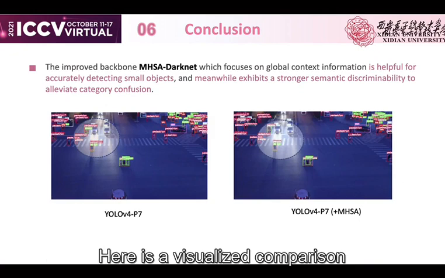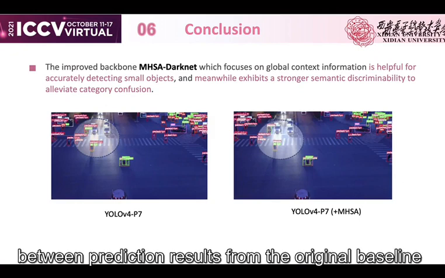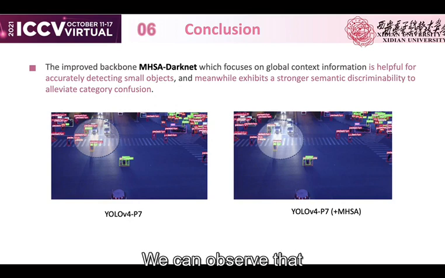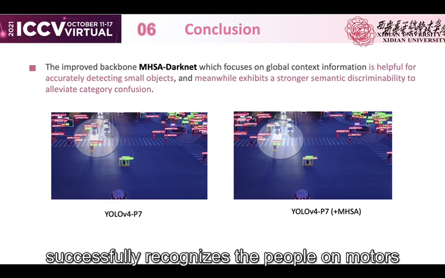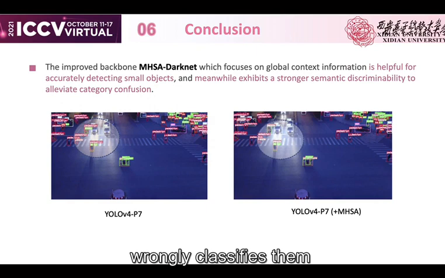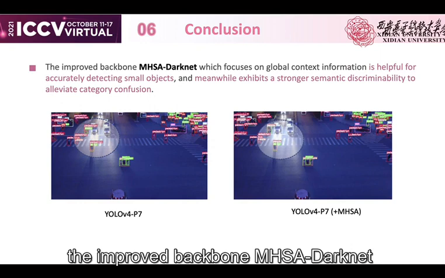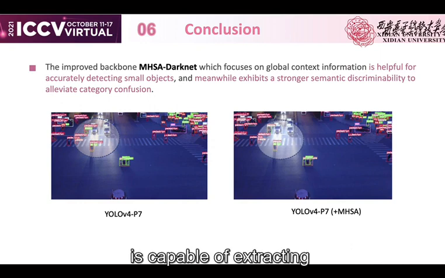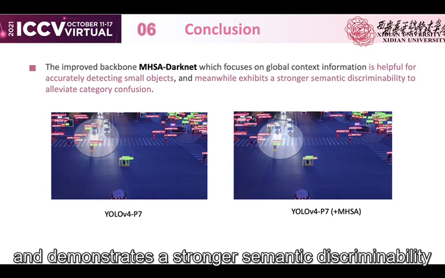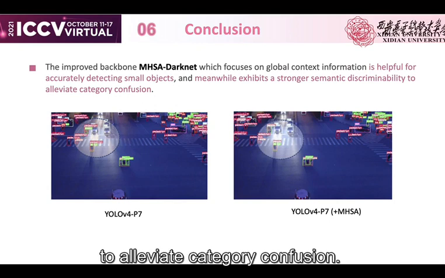Here is the visualized comparison between prediction results from the original baseline and our transformer-based model. We can observe that our transformer-based model successfully recognizes the people on motors, while the baseline model wrongly classifies them as pedestrians. It suggests that the backbone MHSA Darknet is capable of extracting more differentiated features for object detection via multi-head self-attention and demonstrates a stronger semantic discriminability to alleviate category confusion.